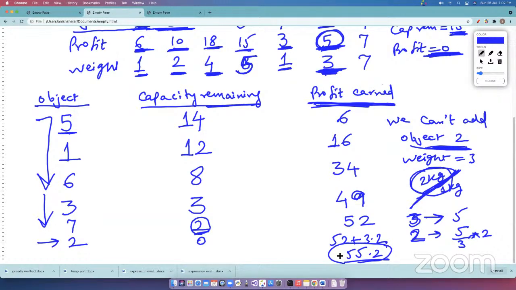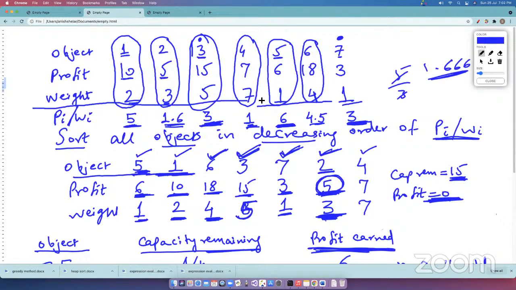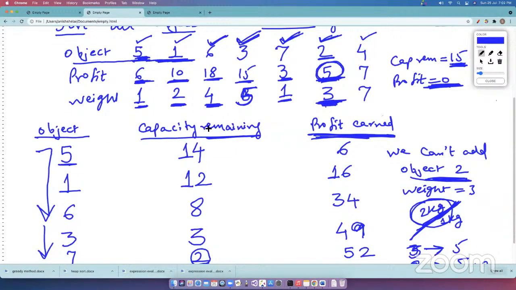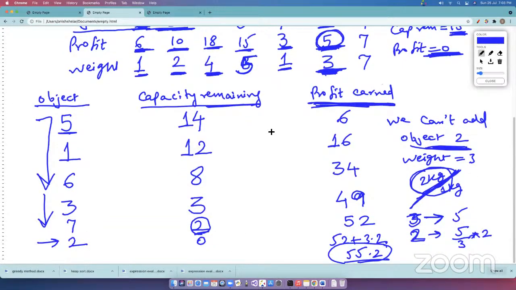So it's hardly 3 steps. You first find profit by weight for all the objects. After finding profit by weights, you arrange those objects in decreasing order of profit by weights. And then simply make a table and keep adding the objects till you can. And then at a particular object, like this one which I am marking here, object number 2, you get stuck. You can't add it anymore. Then you partially add it and find out this ratio. And this is the highest profit you will get. Okay.